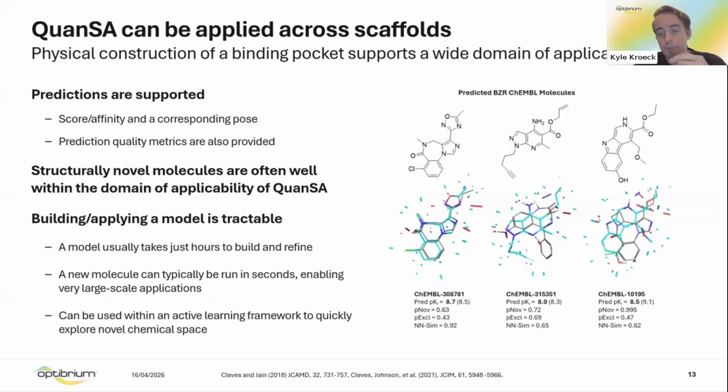The methodology is built for speed. A robust model can be induced in just a few hours, and once built, it can score new molecules in seconds. This efficiency makes it ideal for active learning cycles where the model quickly screens thousands of virtual designs to prioritize only the most promising candidates for synthesis. And the model can be improved as more data comes in.